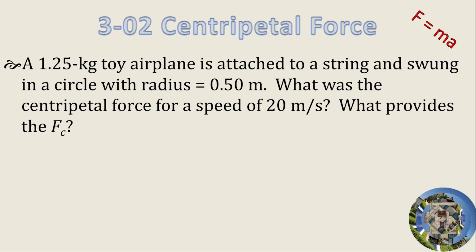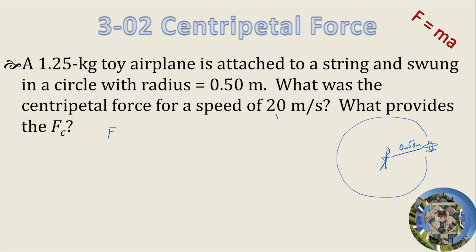Let's say a 1.25 kilogram toy airplane is attached to a string and swung in a circle with radius 0.5 meters. What's the centripetal force for a speed of 20 meters per second? Alright, so the idea is we've got this little person, he's got this airplane on the string and it's going in a circle. The radius is 0.50 meters, speed of 20 meters per second.